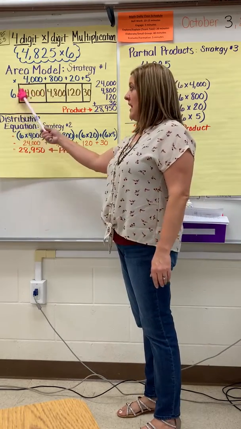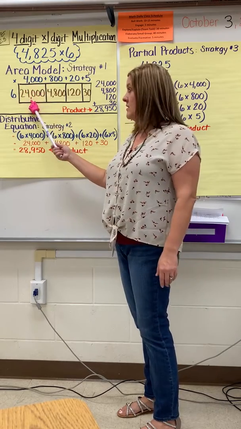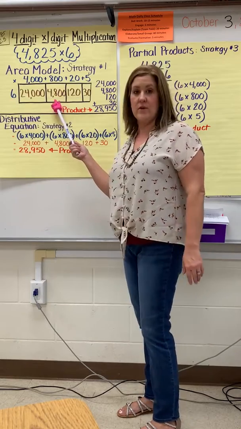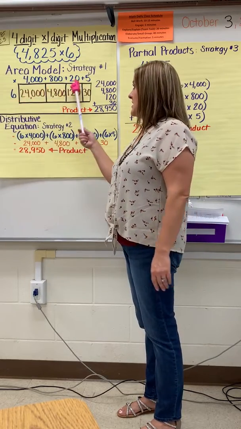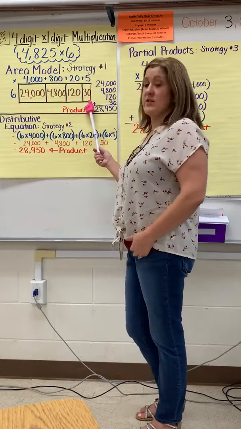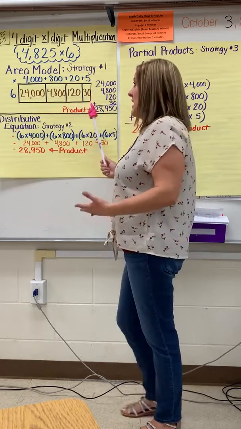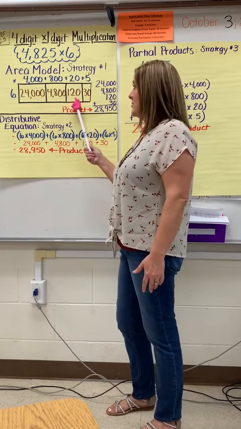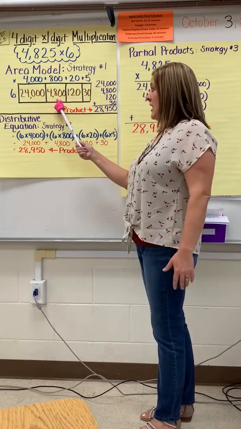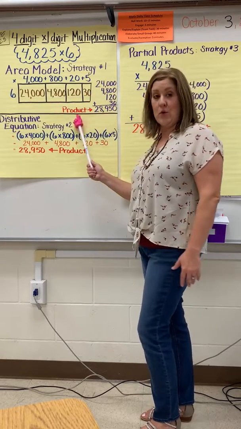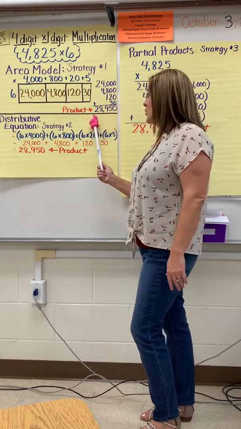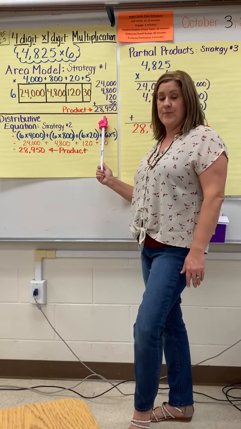So then we multiply 6 times 4,000 to get 24,000, 6 times 800 to get 4,800, 6 times 20 is 120, and then 6 times 5 is 30. And then we say, well, these are each part of our whole rectangle. We would add each area to find the total area of the entire rectangle. So that our product would be 28,950, okay?